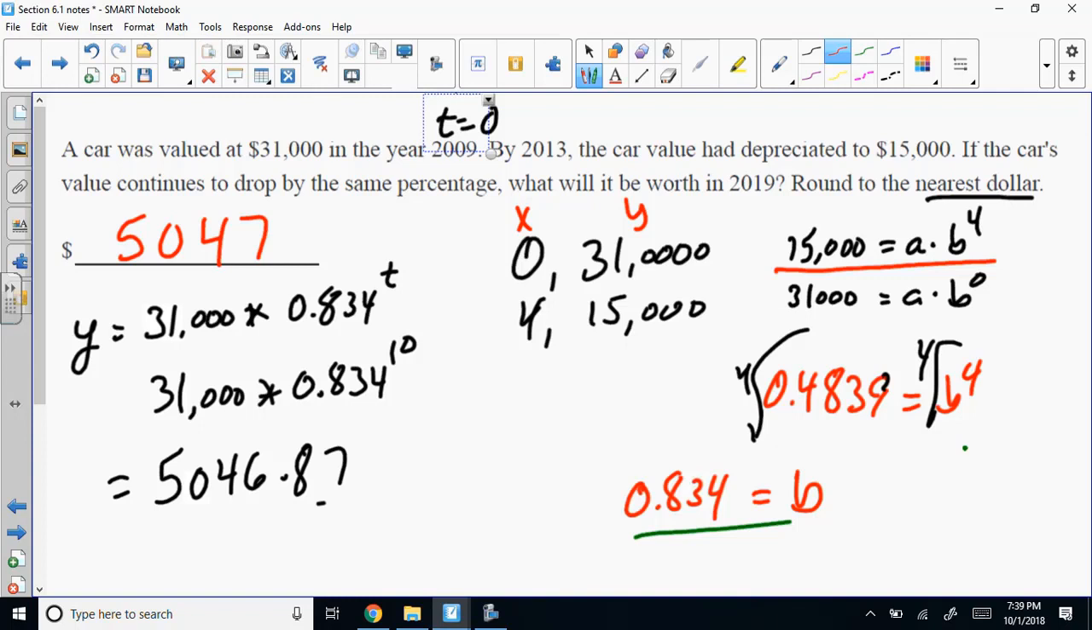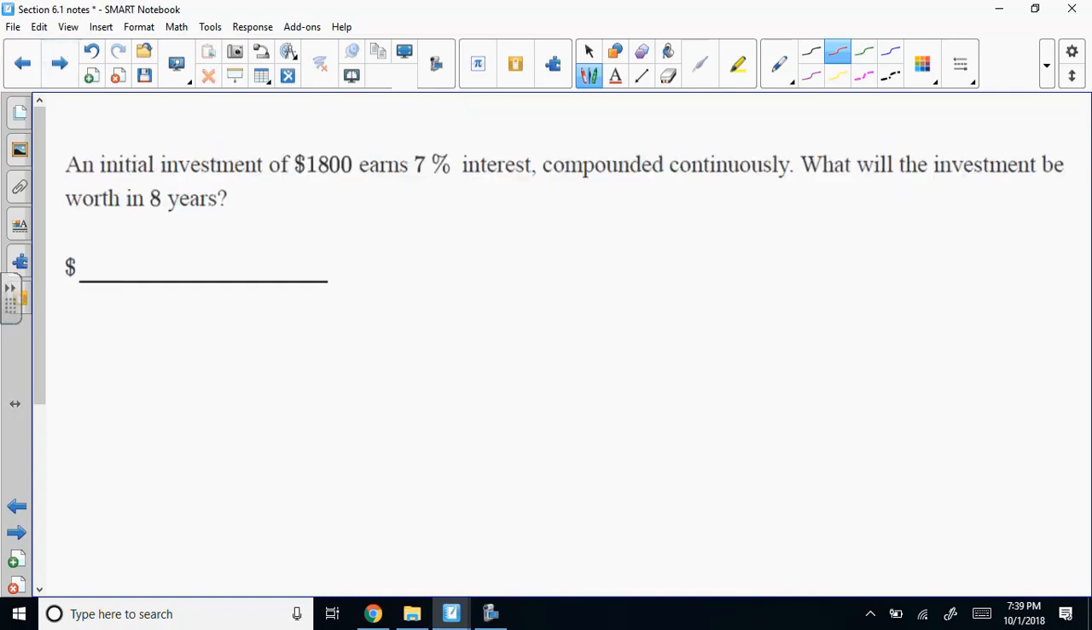So, yeah. Okay. Let's do some continuous compounding. So, well, it's this, right? PERT, right?